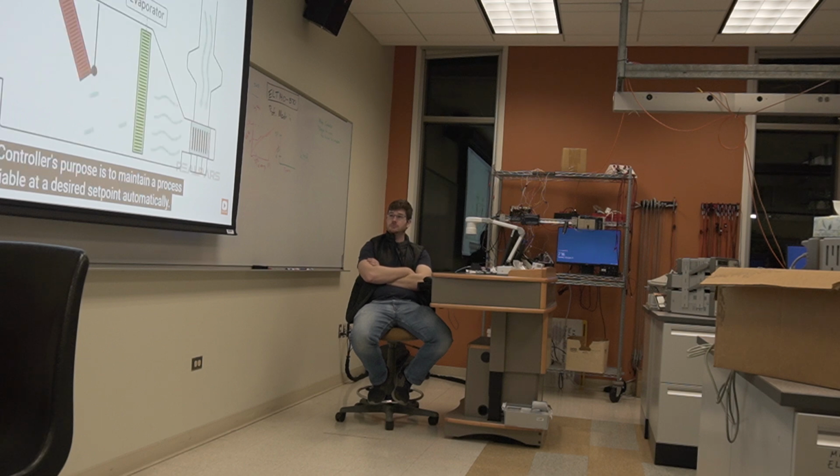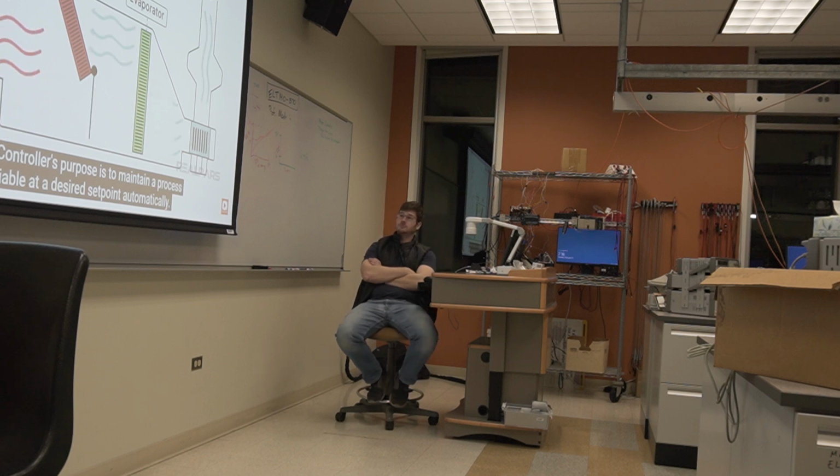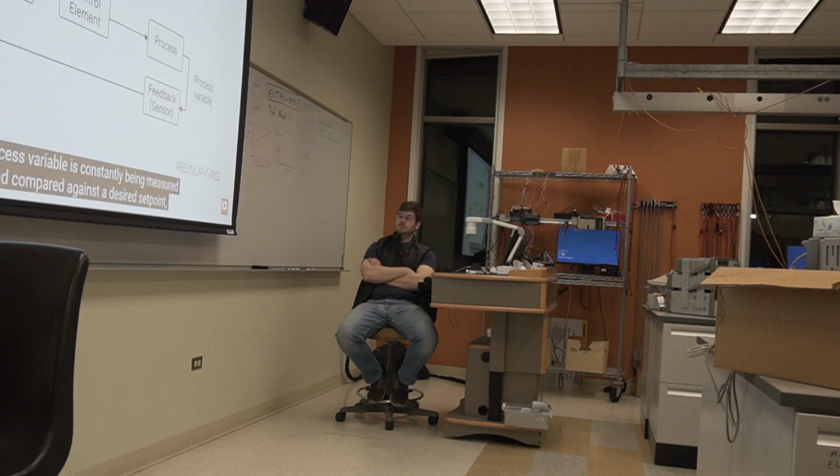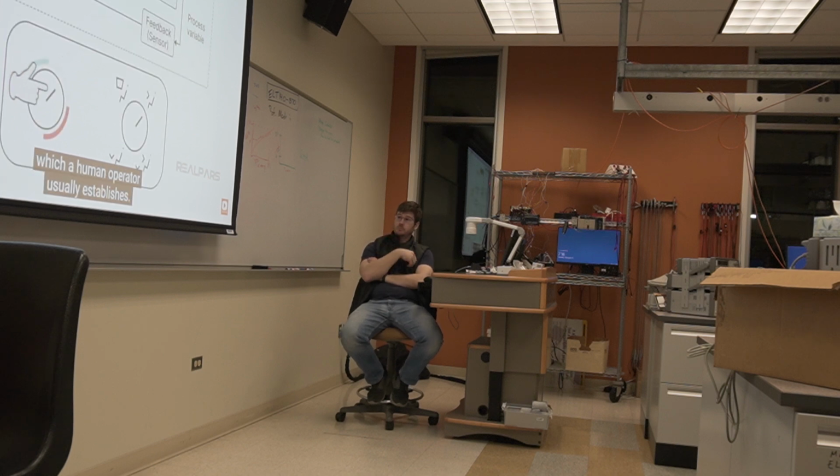A PID controller's purpose is to maintain a process variable at a desired set point automatically. How is this accomplished? In a control loop, a process variable is constantly being measured and compared against a desired set point, which a human operator usually establishes. Suppose a difference exists between the measured value and the desired set point value. In that case, corrective action will occur on a manipulated variable to bring the process variable closer to the set point. Sounds easy enough, huh?